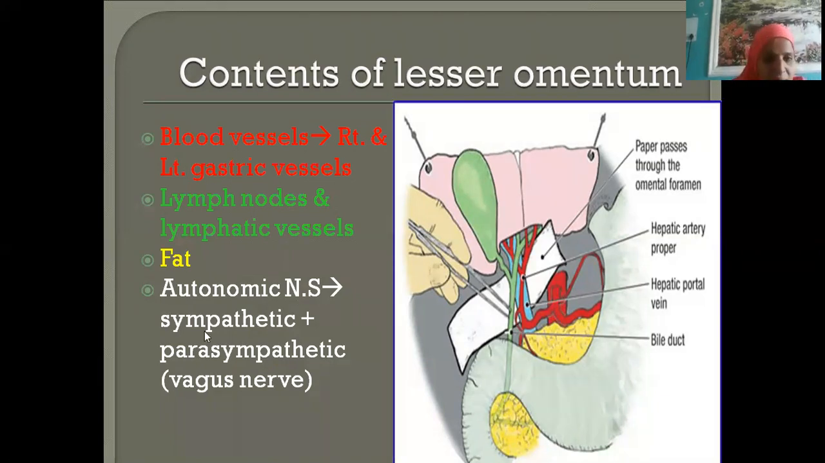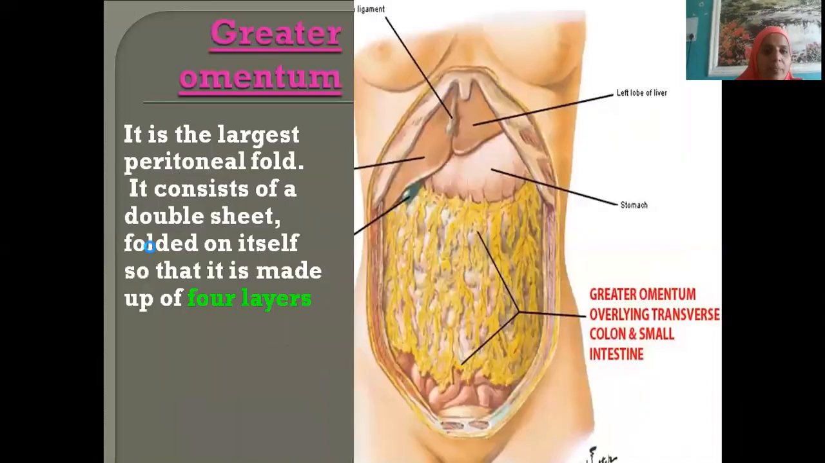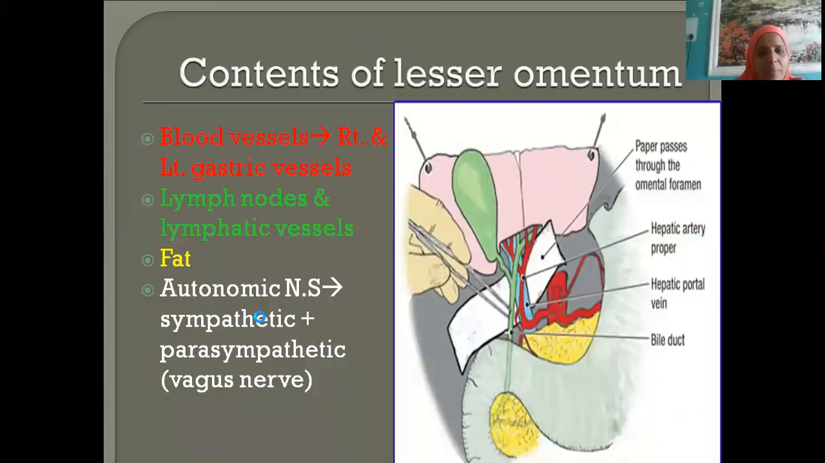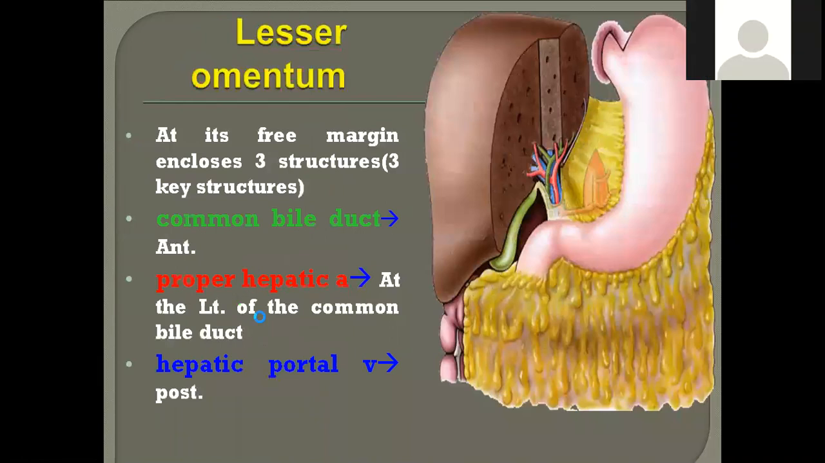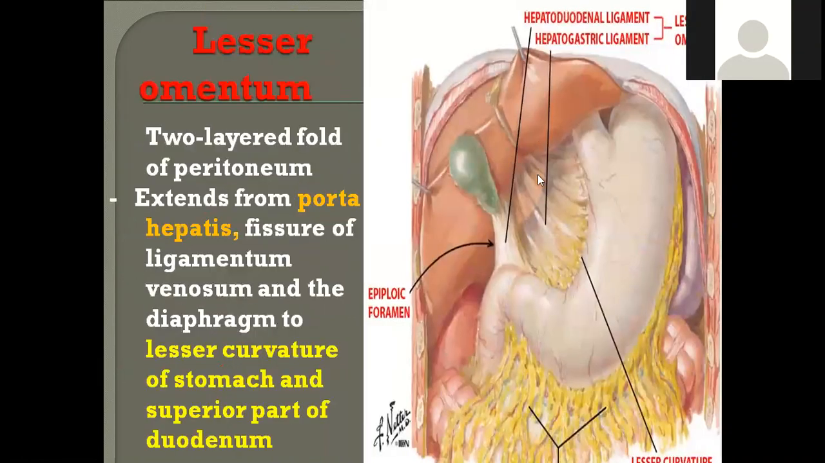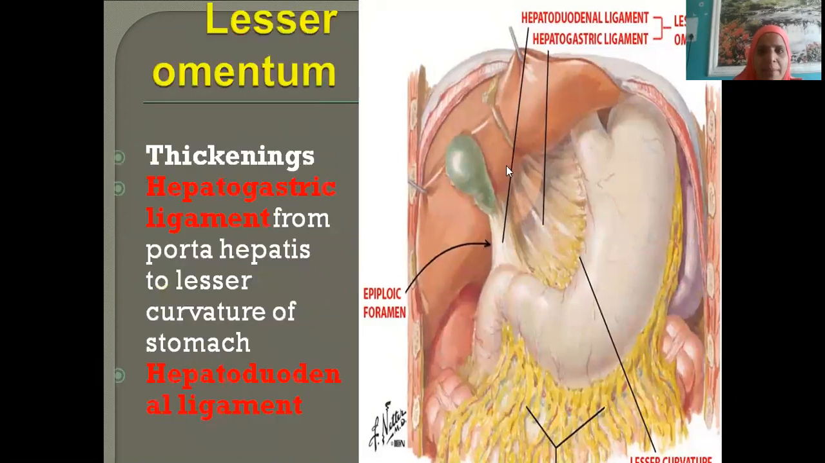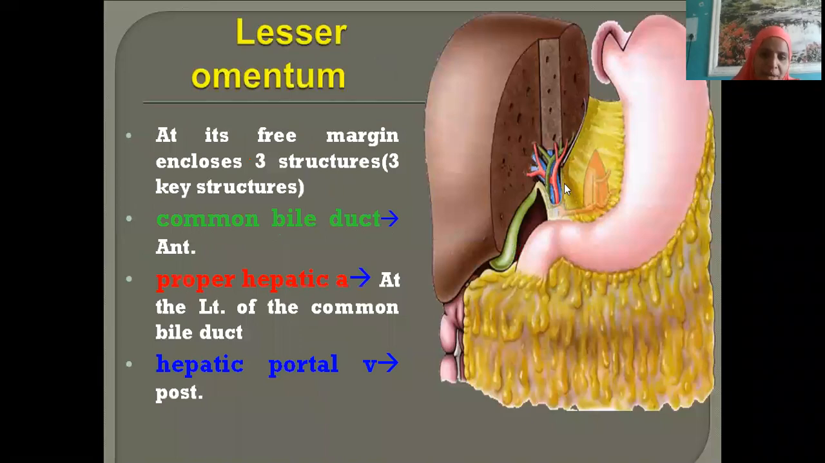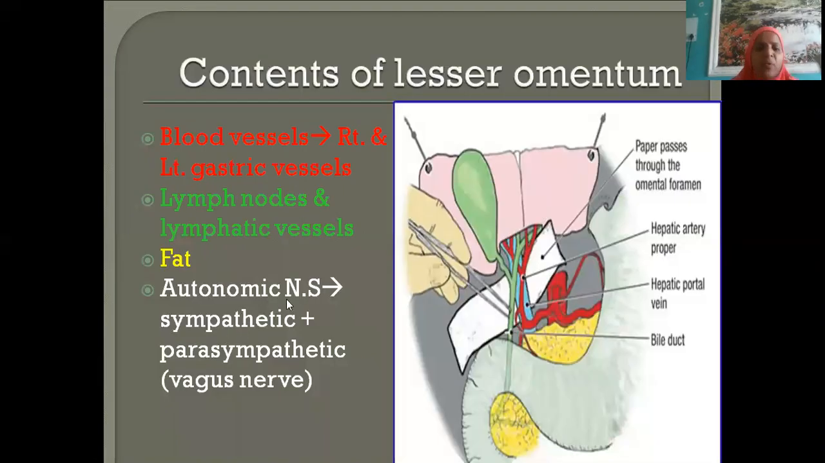You should listen carefully and understand carefully. I hope you understood the lesser omentum. Yes, ma'am. Extending from the porta hepatis to the lesser curvature of the stomach, it has two thickenings, the hepatoduodenal and hepatogastric ligaments. At the free margin, we have VAD structures from posterior to anterior. Contents are fat, then left gastric artery, right gastric artery, autonomic nervous system, lymphatic vessels, and lymph nodes.